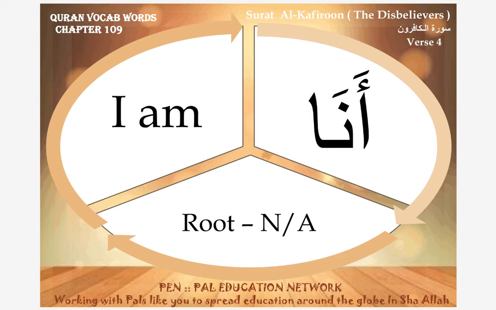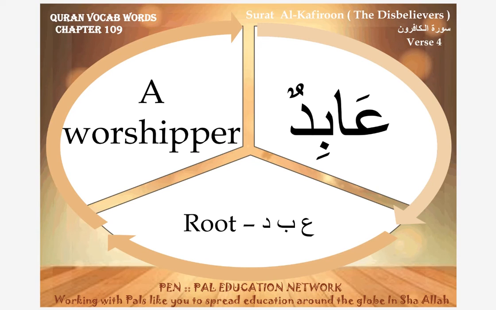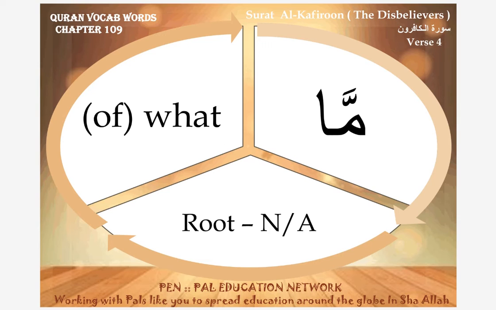The next word is أنا. It means I am, and there is no root word. The next word is عابدون, and it means a worshipper, and the root word is عين با دال. The next word is ما, and it means of what, and there is no root word.